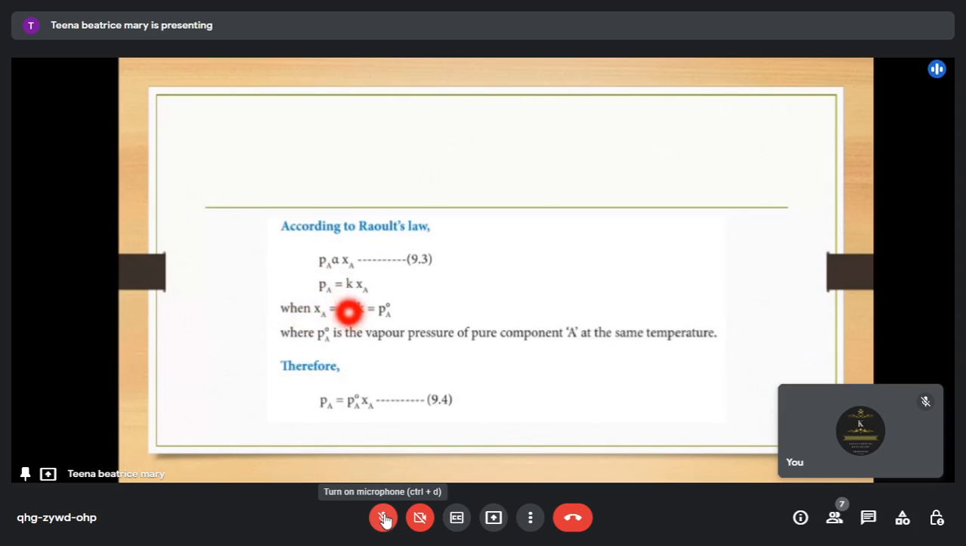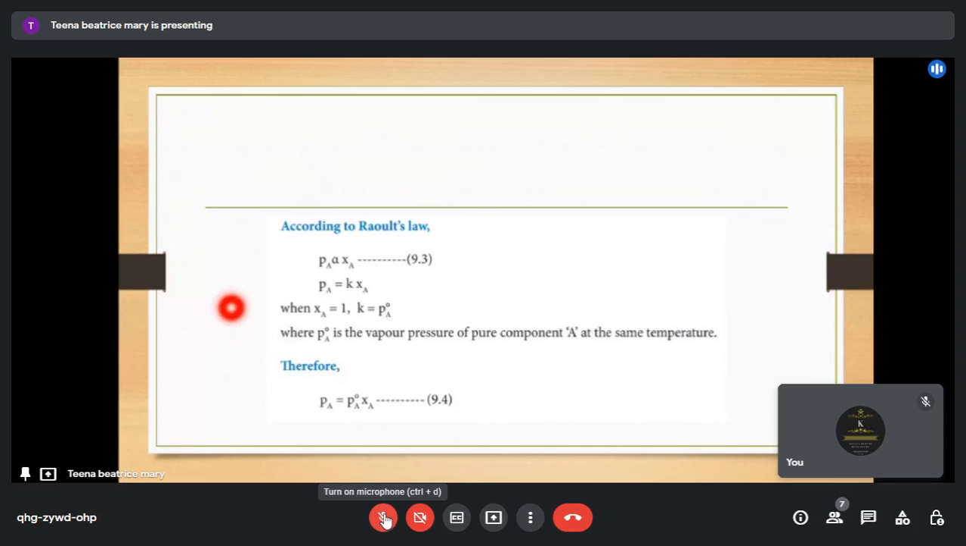And then K is equal to P naught A. So here P naught A is the vapor pressure of pure component A, at the same temperature. As I said earlier, the solvent we take is pure. So P naught A is the vapor pressure of pure component A at the same temperature.